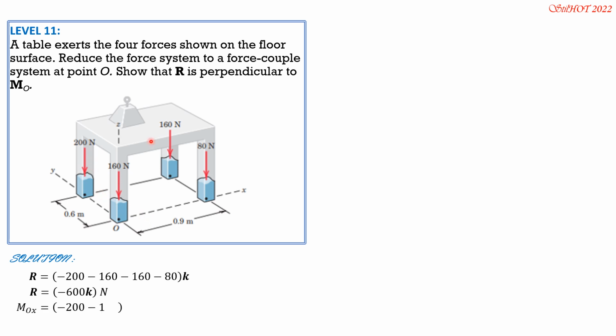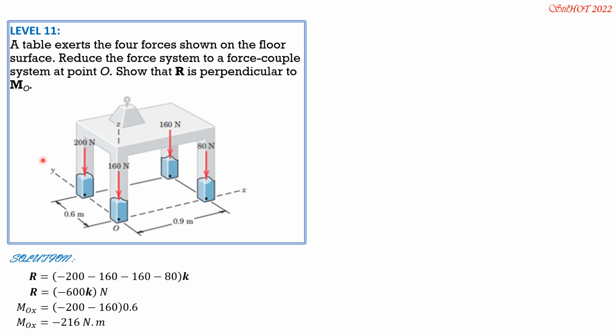quantity 200 plus 160 times 0.6. So MOX is equal to negative 216 Newton meter. The 160 and 80 pass through the x-axis, so that's why they produce no moment.